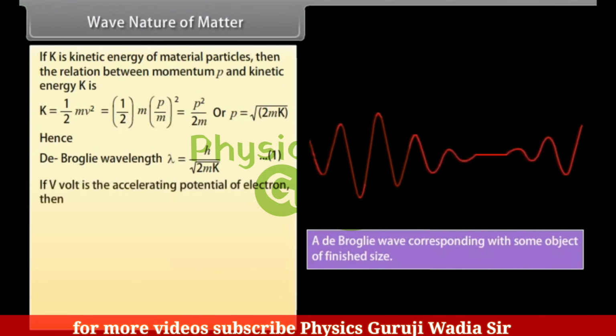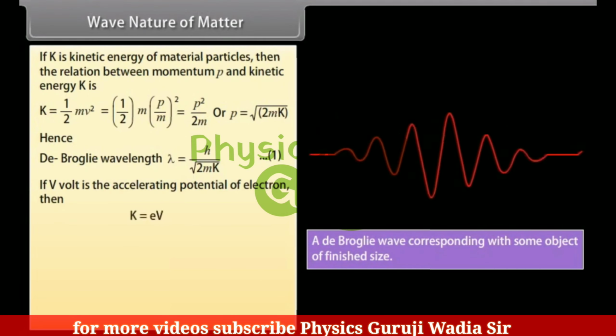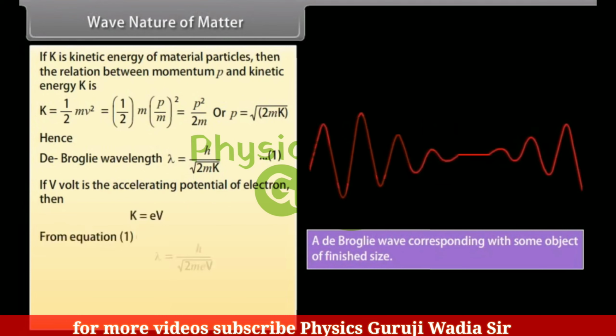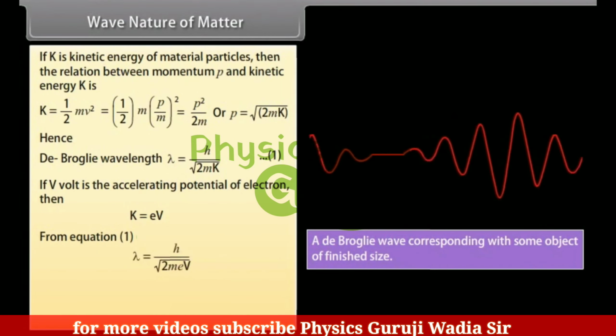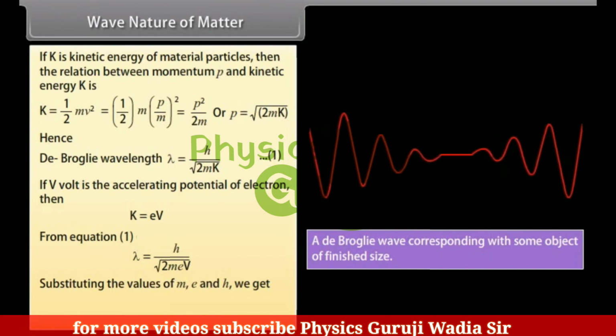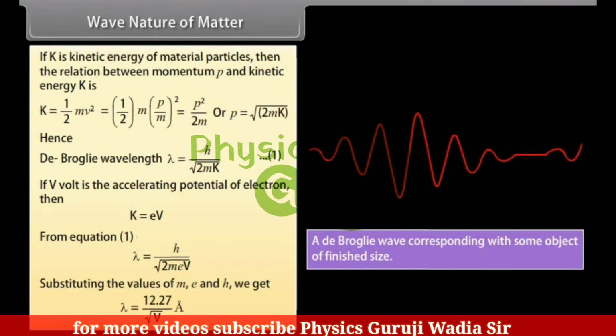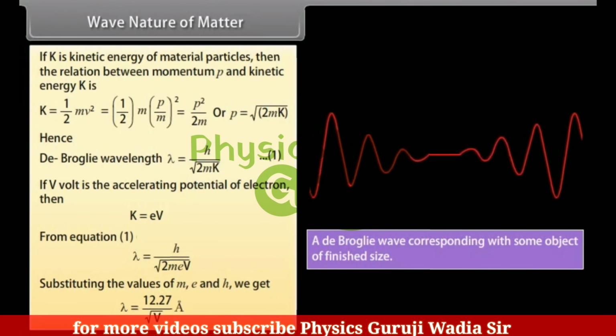If V volt is the accelerating potential of an electron, then K = eV. From equation 1, lambda = h/square root of 2meV. Substituting the values of m, e and h, we get lambda as 12.27/square root of V angstrom.